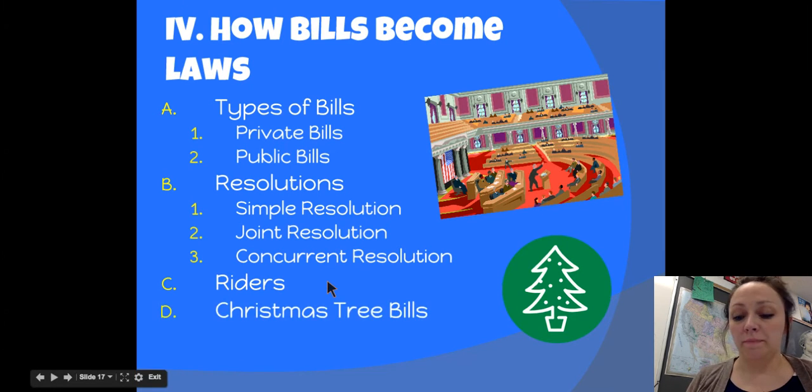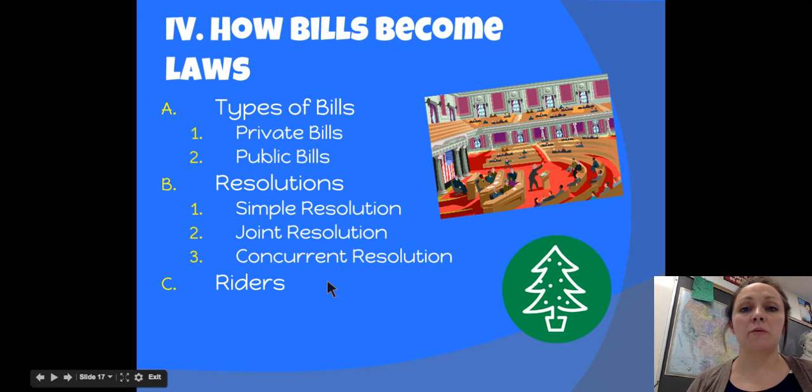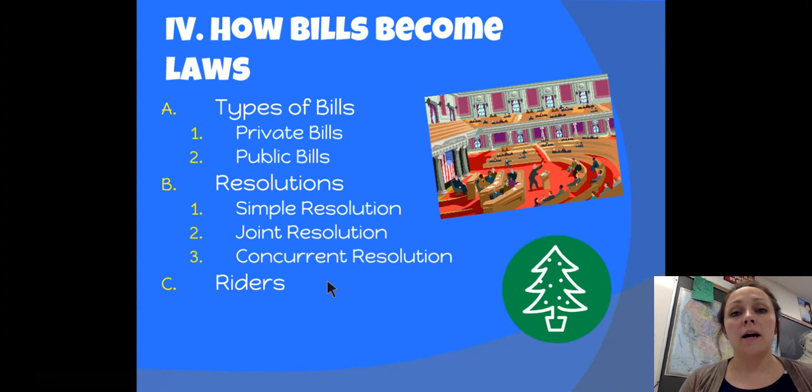A rider bill. Now, oftentimes in order to get a bill passed, congressmen often have to add a lot of stuff to the bill that may or may not necessarily relate to the bill itself. So a rider bill is a small, maybe not as popular bill that is attached to the major bill, kind of like an amendment to the bill. And when that major bill passes, the rider bill passes with it.